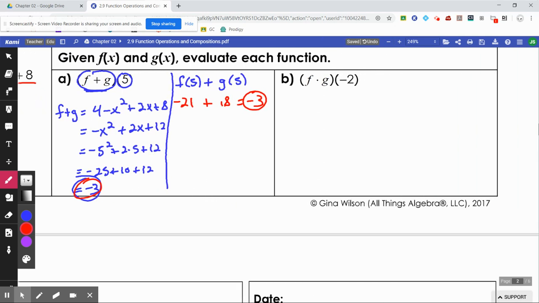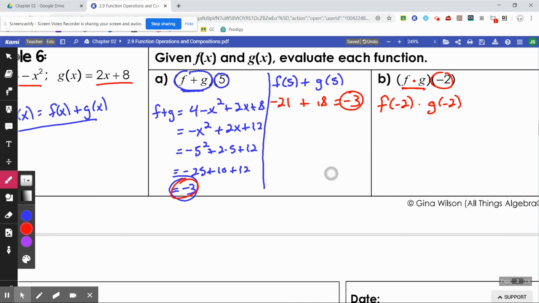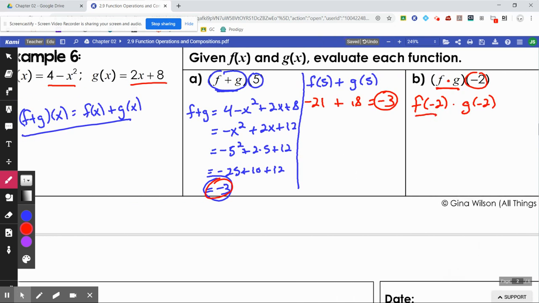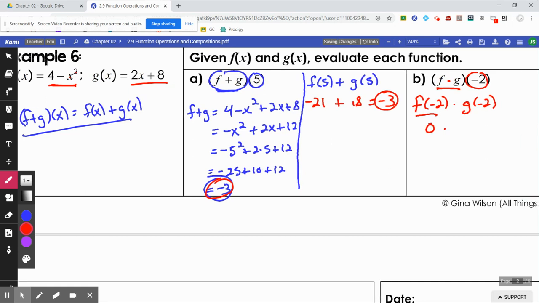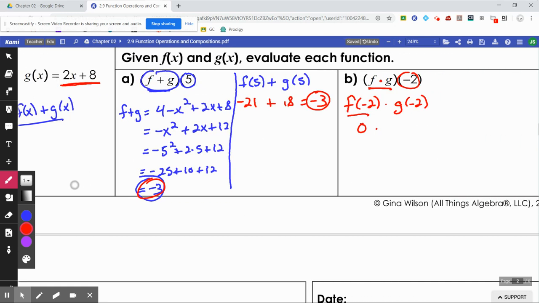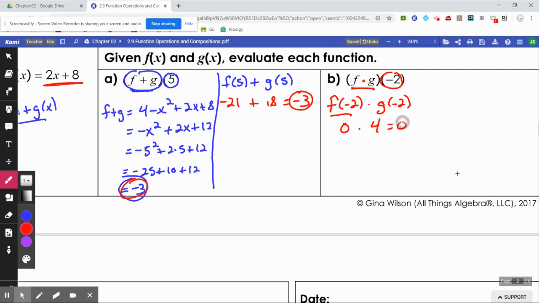So to find f times g of negative 2, again, you can do f of negative 2 times g of negative 2. You can do it either way. You can multiply them and then plug in negative 2, or you can plug in negative 2 and then multiply them. Either order works. F of negative 2 would be 4 minus negative 2 squared, which is 4. 4 minus 4 would be 0 times. It really doesn't matter now what g of negative 2 is, but we'll do it anyway. 2 times negative 2 is negative 4. Negative 4 plus 8 is 4. 0 times 4 is 0. So again, it is possible to do them together and then plug it in, or plug it in and then multiply the two together. Either way would be fine.